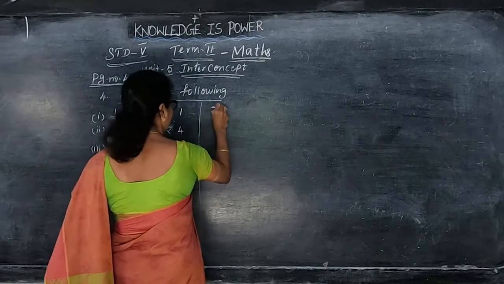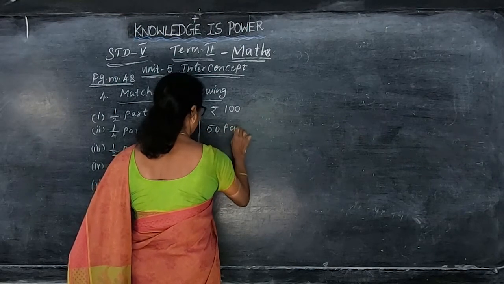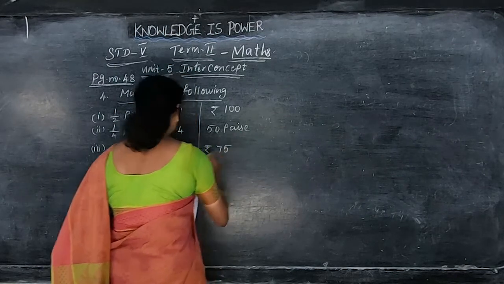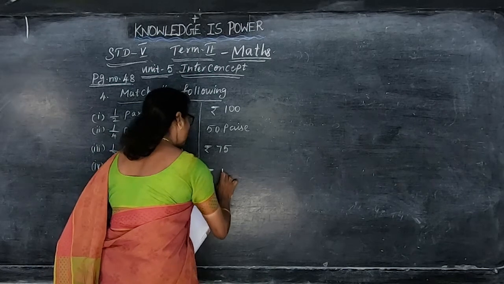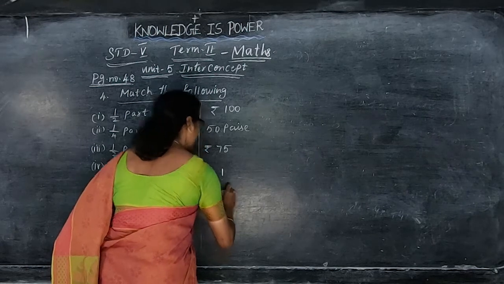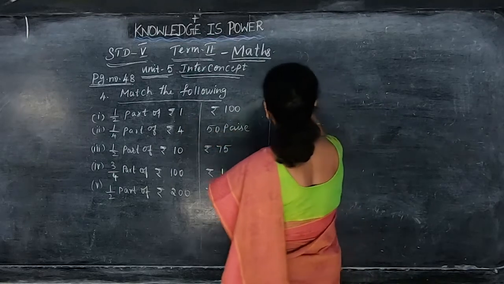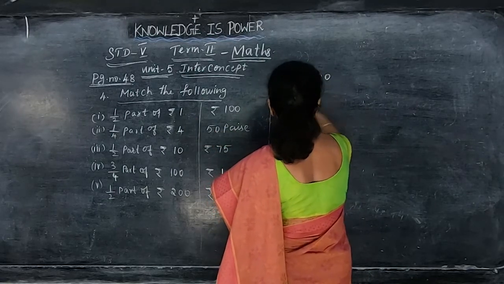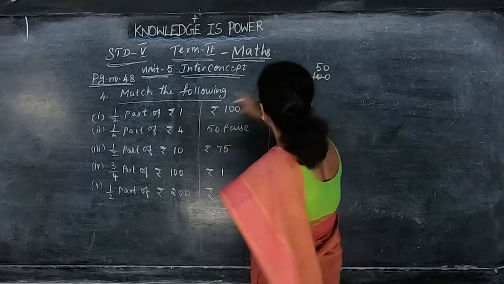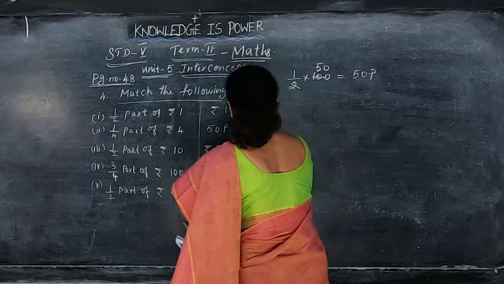Here they are given the options as rupees 100, then 50 paise, then rupees 75, then the fourth one is rupees 1 and the fifth one is rupees 5. So they are given the numbers like this. I will explain this. Half part of rupees 1. Rupees 1 is 100 paise. So half of 100 paise is 50 paise. So this is number 1.